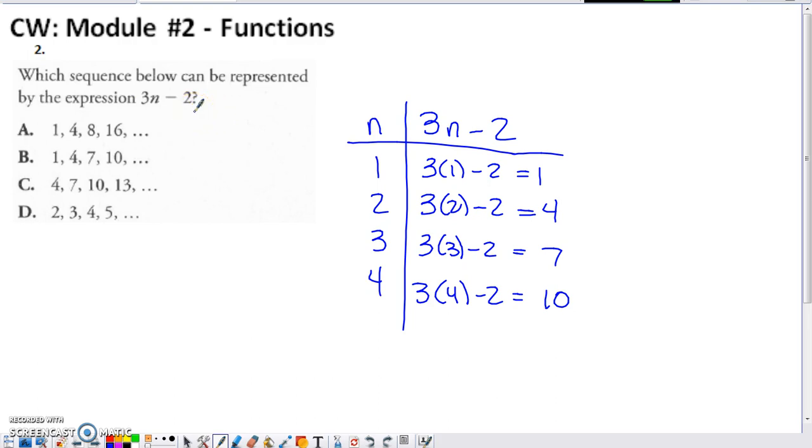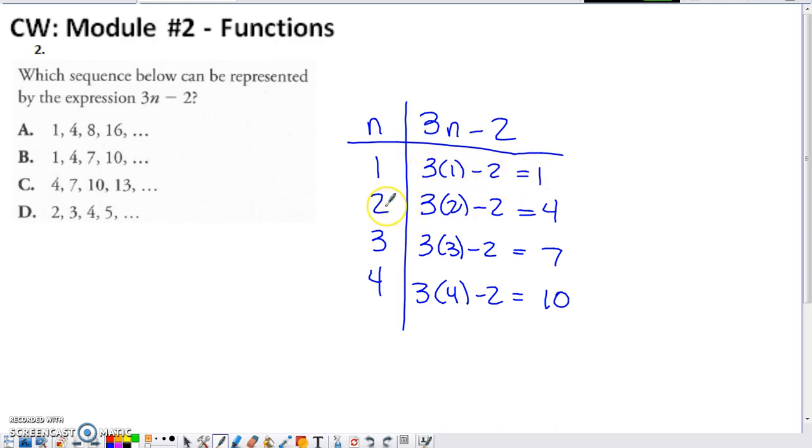And so what I did is I constructed this table here to determine which of these was the correct option. I wanted to pick my values for n, and with a sequence we always start with n of 1 and work our way forward by 1, and then I was putting that value of n in place of the n in the formula that they've specified for us, and then computing the answer that I should get. So when I do 3 times 1 minus 2, I get 1.